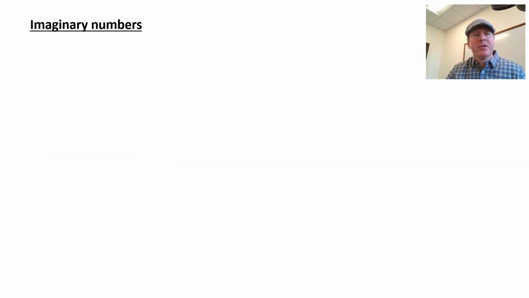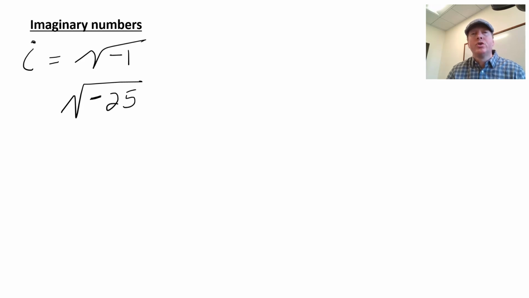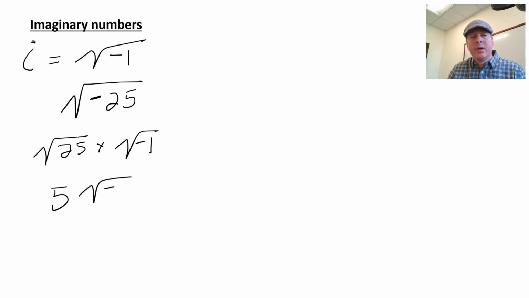Let's talk about imaginary numbers. If I were to write i, you'll see the letter i equals the square root of -1. Well, negative numbers don't have square roots. It's an imaginary number. So let's look at this a little bit. Suppose you were asked what is the square root of negative 25? How could you rewrite that? Well, that's the same thing as the square root of positive 25 times the square root of -1, which is 5 times the square root of -1, which is 5i. The square root of -1 is i.